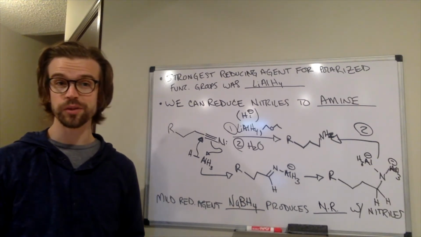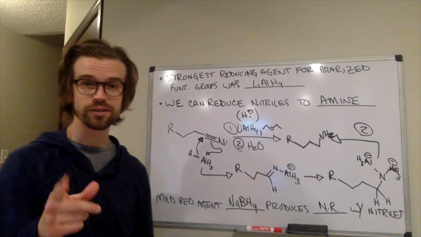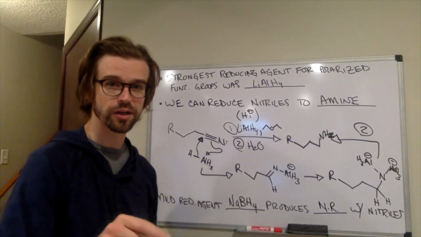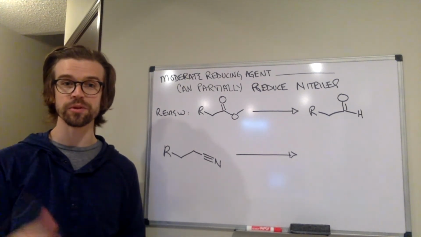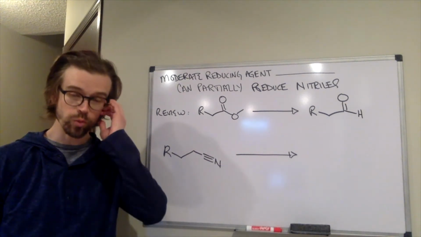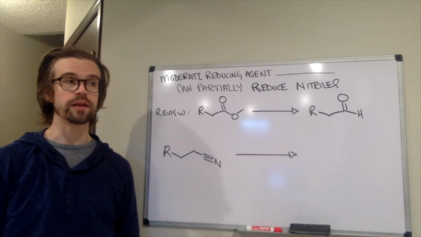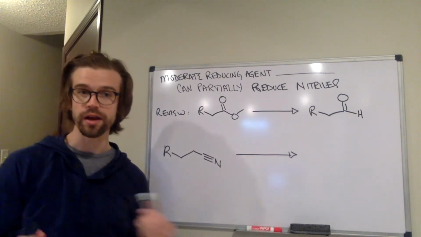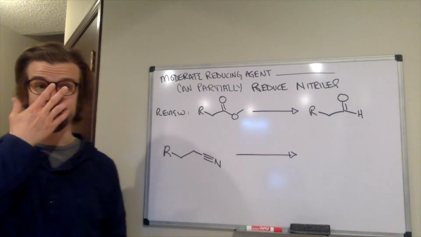There was another reagent we learned about for partial reductions. Turns out that's also going to work with nitriles. We'll talk about that in a minute. Okay, so we had our strong reducing agent, lithium aluminum hydride. We had our weak reducing agent, sodium borohydride, and the kind of middle of the road, not too hot, not too cold, reducing agent that we learned about previously was DIBAL-H.